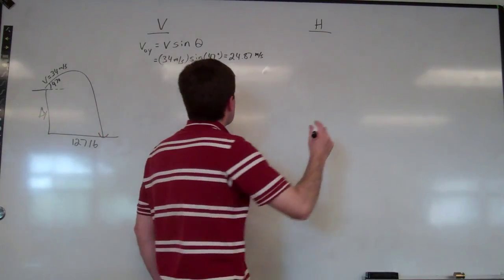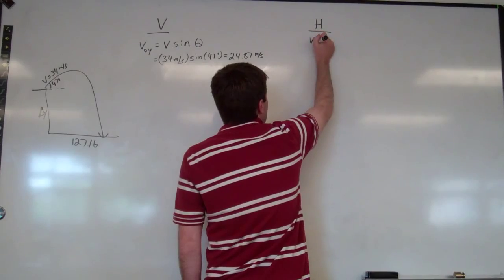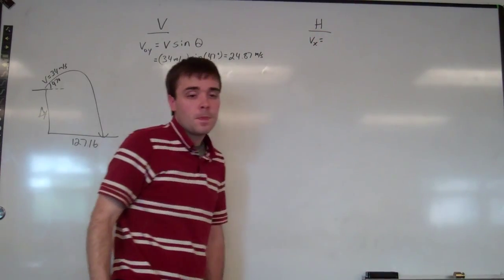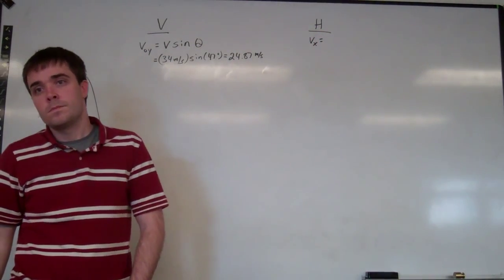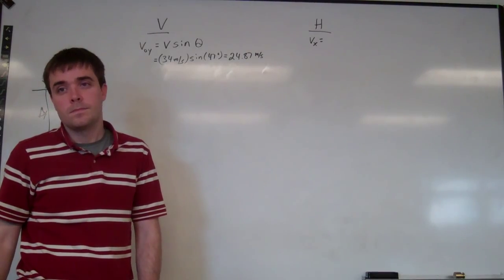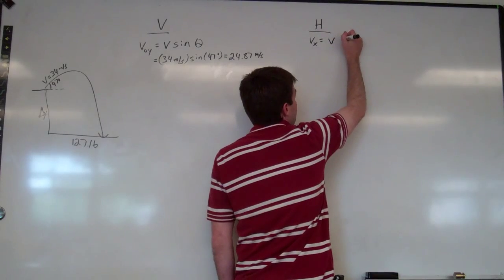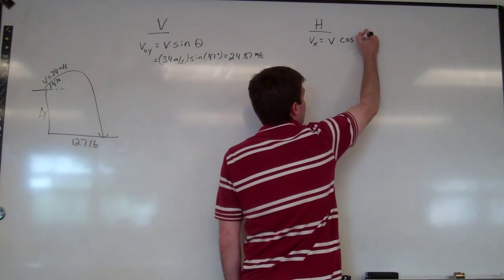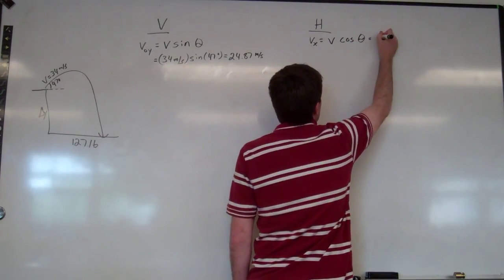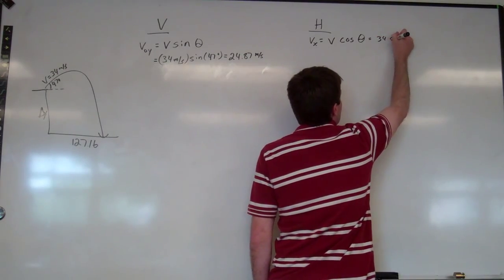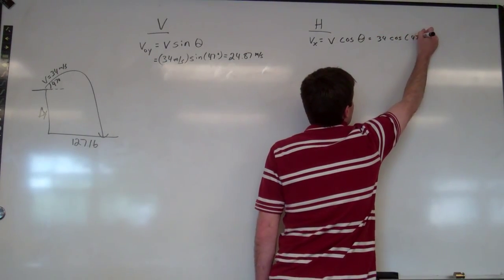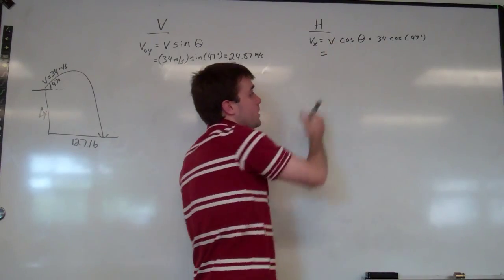Okay. Horizontally, what's Vx? How do we solve for that? Cosine. So it's overall initial velocity times cosine of the angle. Ends up being 34 times cosine 47. What's Vx equal?